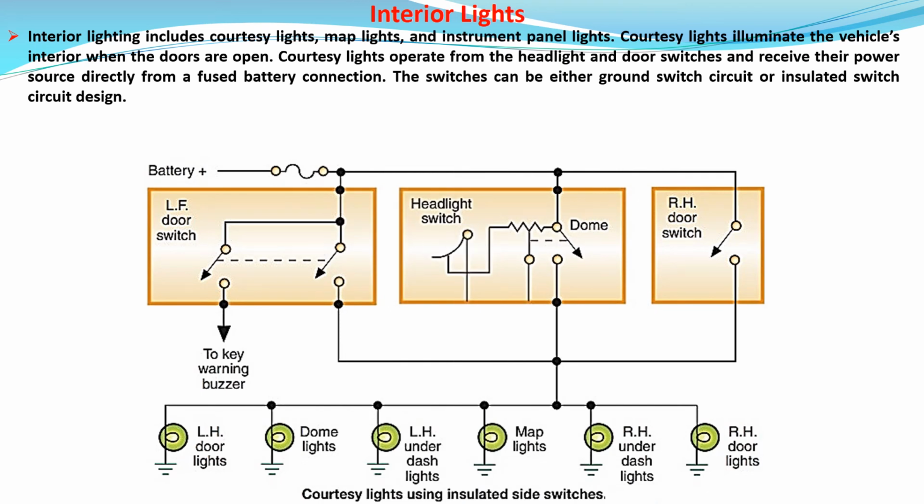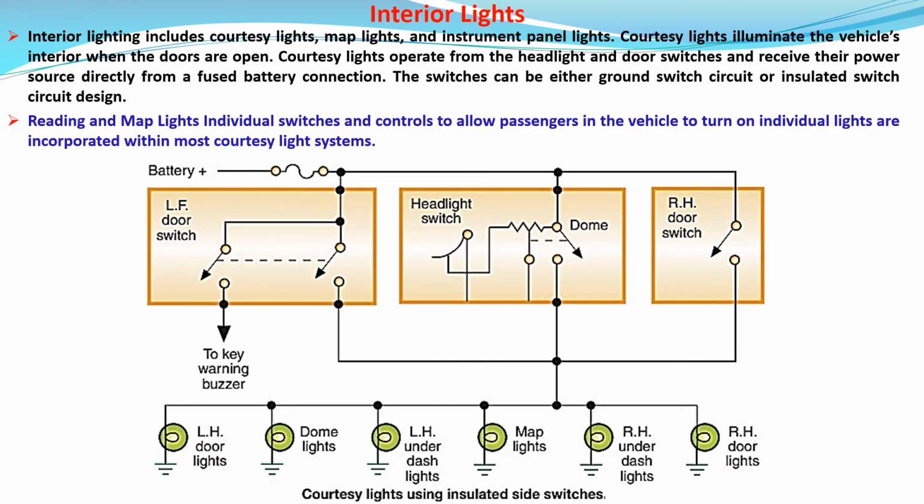Interior lights. Interior lighting includes courtesy lights, map lights, and instrument panel lights. Courtesy lights illuminate the vehicle's interior when the doors are open. Courtesy lights operate from the headlight and door switches and receive their power source directly from a fused battery connection. The switches can be either ground switch circuit or insulated switch circuit design.